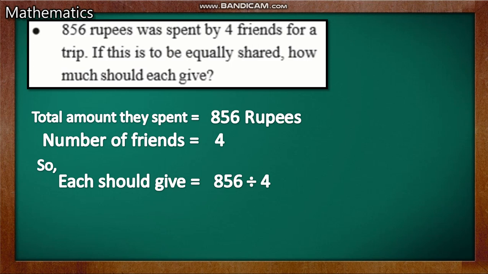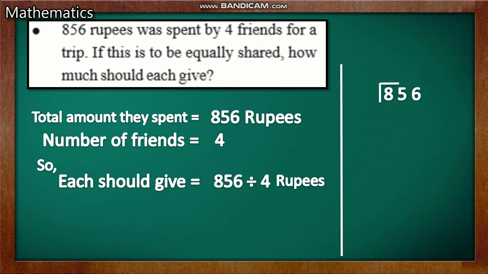So we have to draw a line. Okay, 856 divided by 4. Next, how many 4s in 8? That is 2. 8 minus 8, 0. Then bring down 5. Which 5? That 5. Then how many 4s are in 5? That is 1. 1 4 is equal to 4.